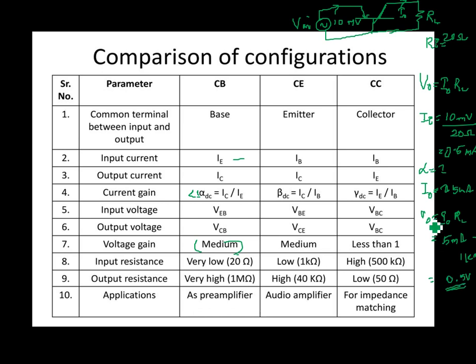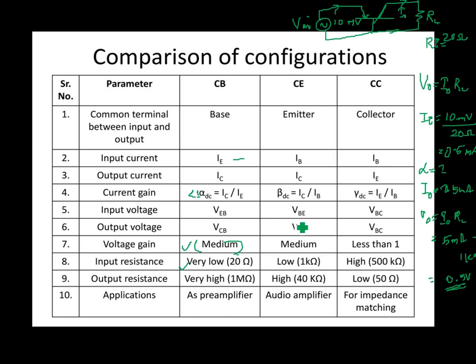From 10 millivolt, you got an output voltage in the volt range, that is 0.5 volt. So the voltage has got amplified here. The peak value of the input signal gets amplified here for the common base. There is a significant voltage gain here, but the current gain is very low.